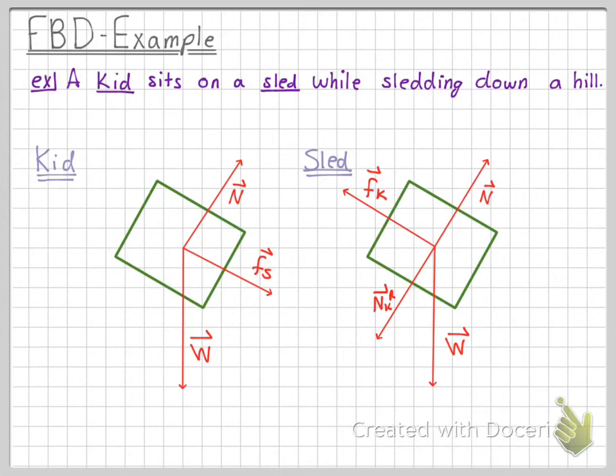We also would say that the static friction is the force exerted on the kid by the sled, so therefore the static friction reaction force is the force exerted on the sled by the kid. So now we have all the forces labeled on our two objects.